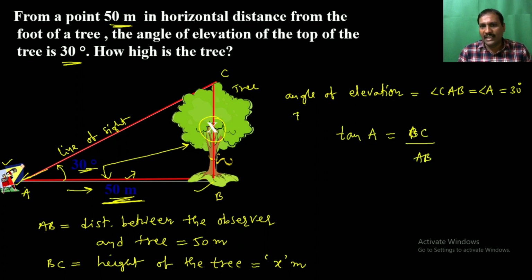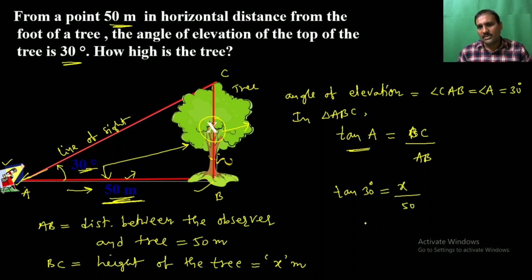So where we are taking this in triangle ABC. And you can say that the relation between the adjacent side and the opposite side can also be defined as cot A. Yes, cot A also you can take. Anyhow, you will get the same answer. So I am taking tan A here. That is tan 30 degrees is equal to BC, that is height of the tree, that is x, by AB, that is 50 meters. So tan 30 is 1 by root 3 is equal to x by 50.